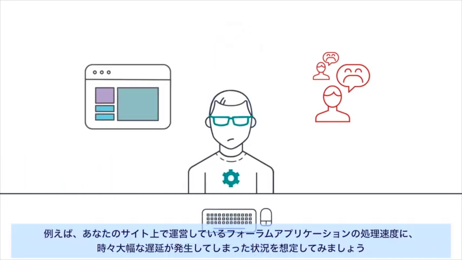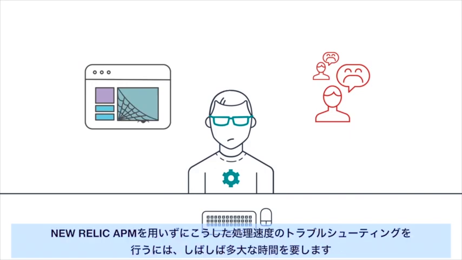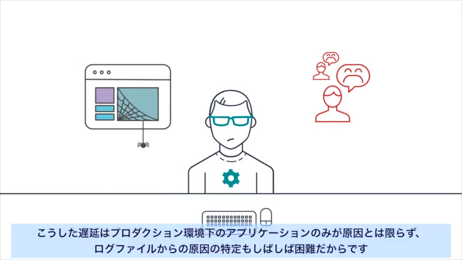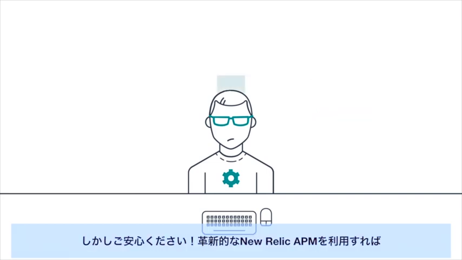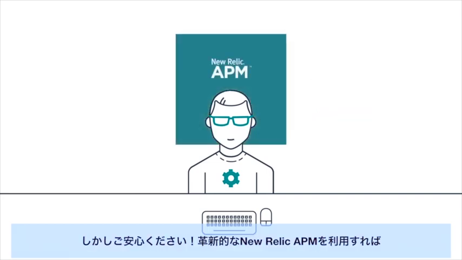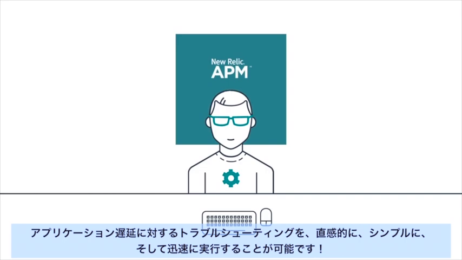Let's consider that your company maintains a forum, and you've been contacted that the performance of this app is occasionally prohibitively slow. Without New Relic, troubleshooting this type of issue is often a painful process, since performance issues typically will not reproduce outside of the production environment, and they rarely tend to manifest in log files. This often leaves the developers stuck guessing at the issue, or spending more time trying to reproduce it than they actually do fixing it. Using New Relic APM's out-of-the-box monitoring, however, troubleshooting performance issues becomes a simple and intuitive process.